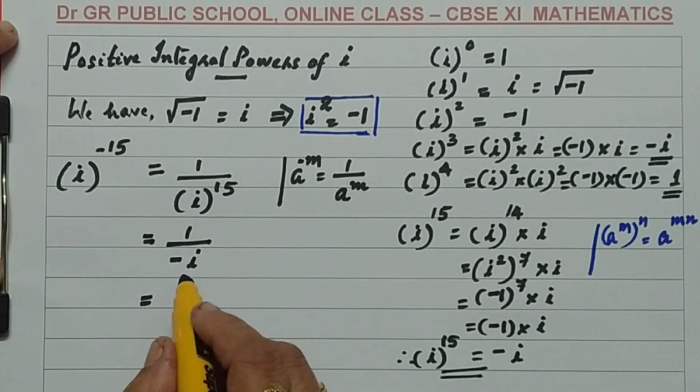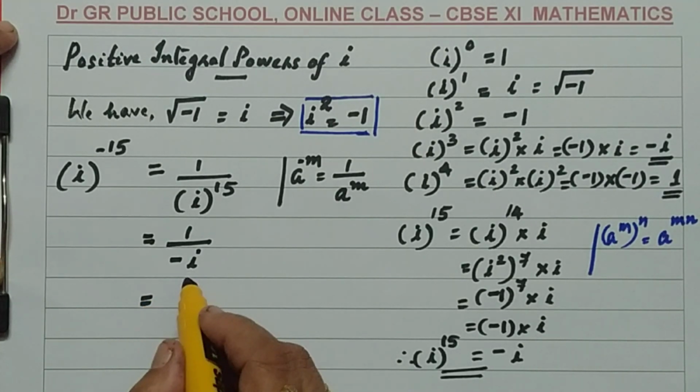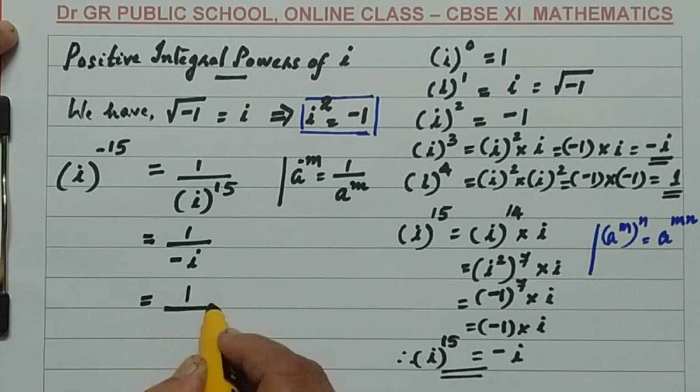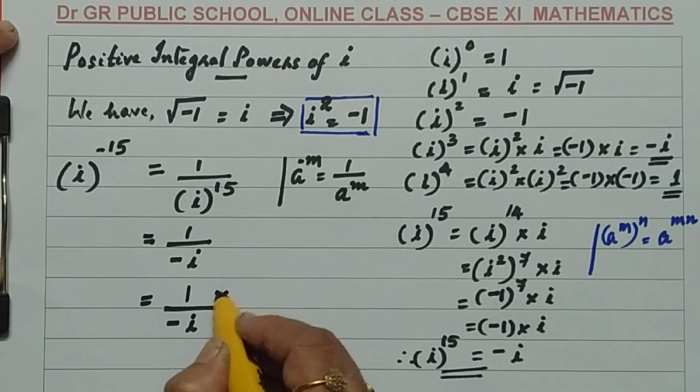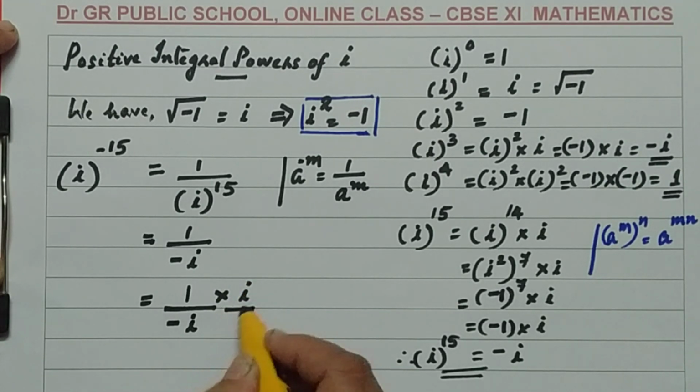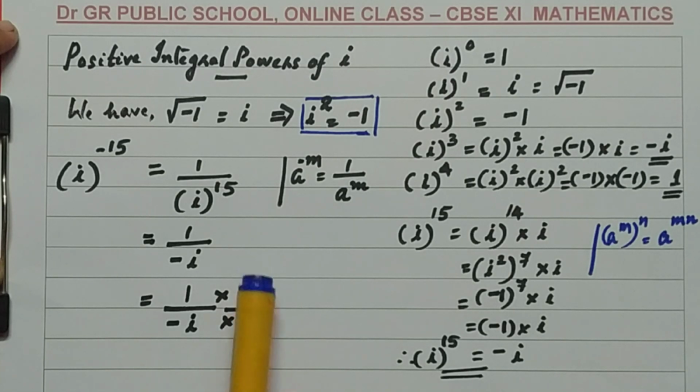If an i is in the denominator, the next step is that 1 by i, if the i is in the denominator, you need to multiply the numerator and the denominator with the same i. Why? Because i divided by i is equal to 1, so it won't alter the value of the expression. So, this can be written as 1 by minus i, multiply the numerator and denominator with i.